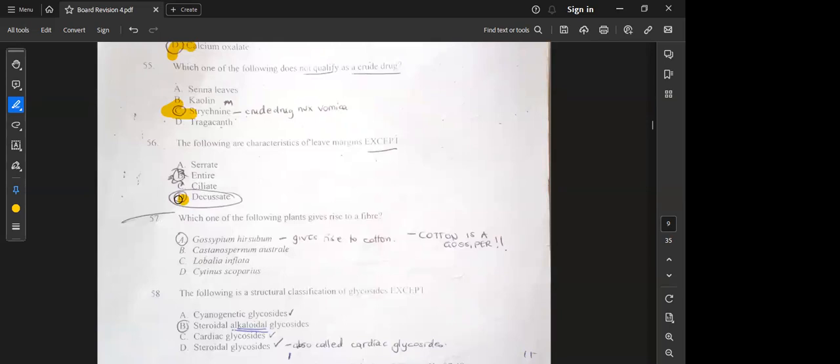Everyone has said decussate is not a characteristic of a leaf margin. We have the serrated leaf margin, the entire leaf margin, the ciliate leaf margin, but decussate is an arrangement and not a margin. It's the arrangement of the leaves, not a margin.